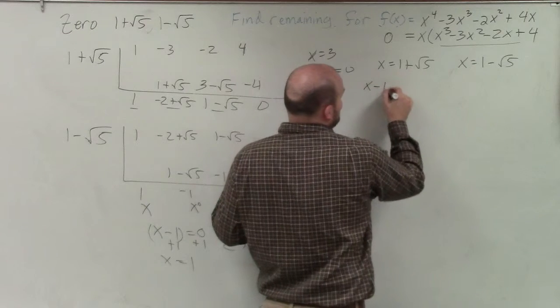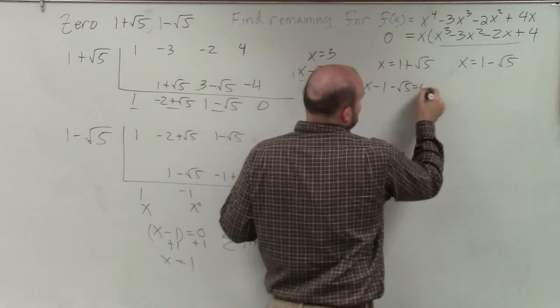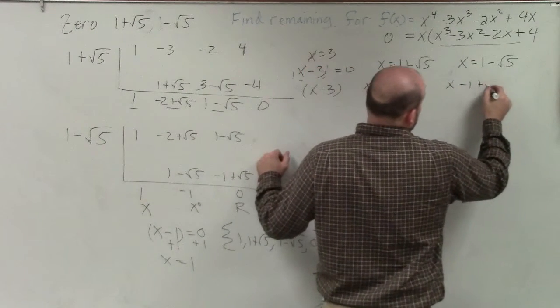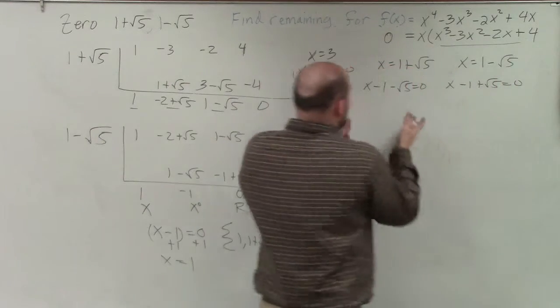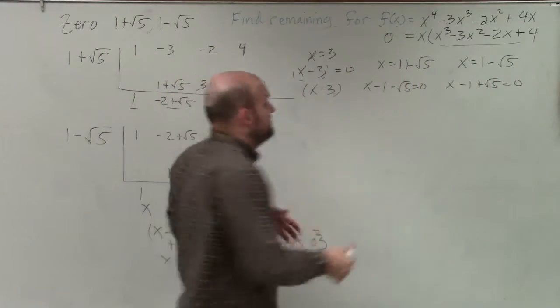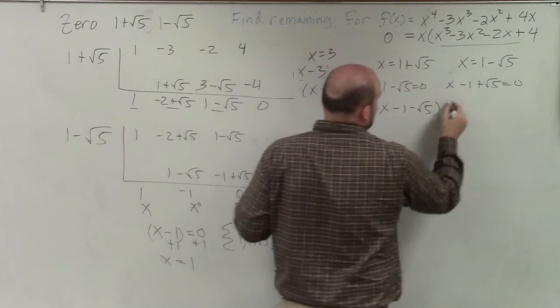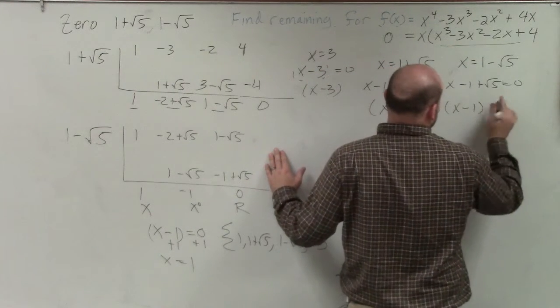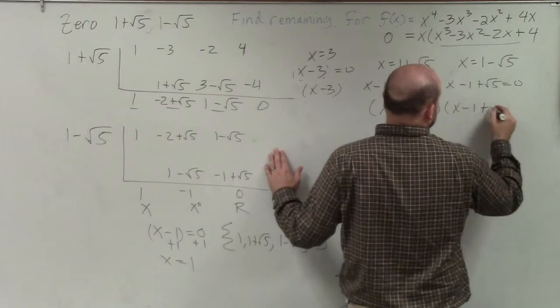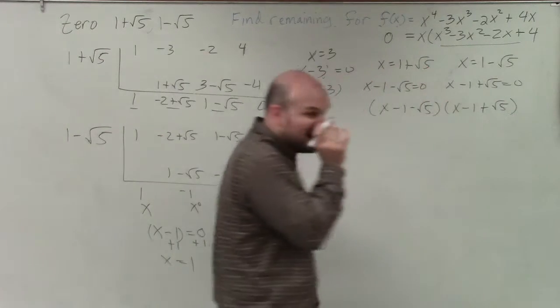So it's x minus 1 minus square root of 5 equals 0. And x minus 1 plus the square root of 5 equals 0. Then I can write those as the product of factors. So x minus 1 minus square root of 5 times x minus 1 plus the square root of 5. And then I can multiply these out.